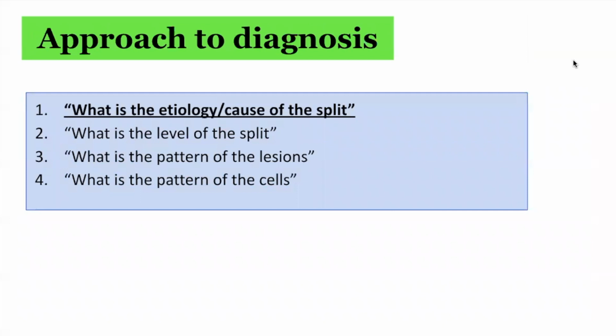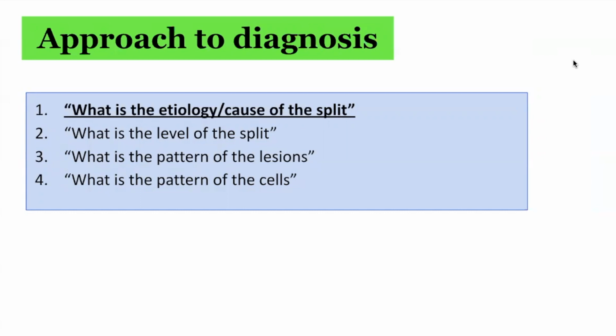So how do we approach a diagnosis of a blistering disorder? I like to think of the approach by answering 4 key questions. The first question is understanding what is the etiology and cause of the blistering disorder, what is the level of the split in the skin, what is the pattern of the lesions, and what is the pattern of the cells under the microscope in terms of the histology.